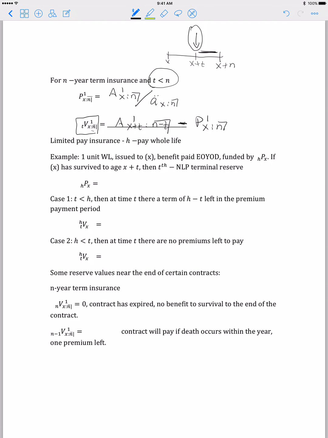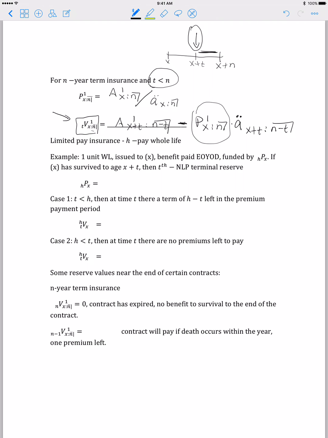And the premium payment that I've been paying all along is still the premium payment I'm going to pay, but now I'm age X plus T, and there is N minus T time left in that temporary annuity period. So it's the actuarial present value of the temporary annuity issued to age X plus T with a period of N minus T years remaining. So that's what the Tth year terminal reserve looks like for in-year term insurance.